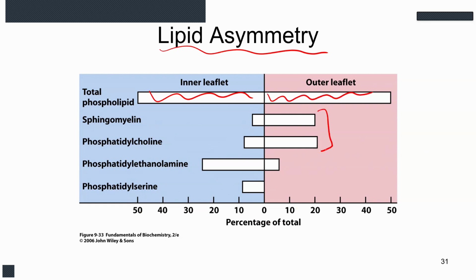There are some lipids that have a 2-to-1 ratio of those that are on the outer leaflet compared to those that are on the inner leaflet. Then there are other lipids that, under normal circumstances, are 100% on one side. Lipid asymmetry is, you've got a mixture. Some are going to be on the inside, some are going to be on the outside.